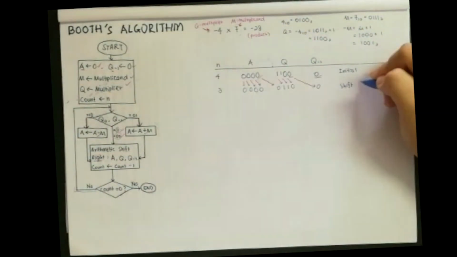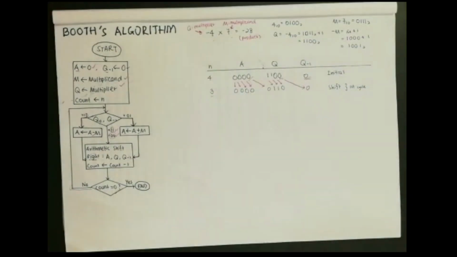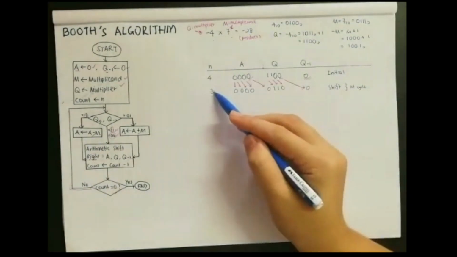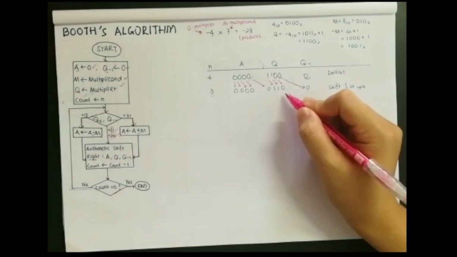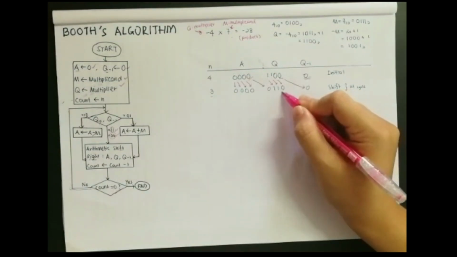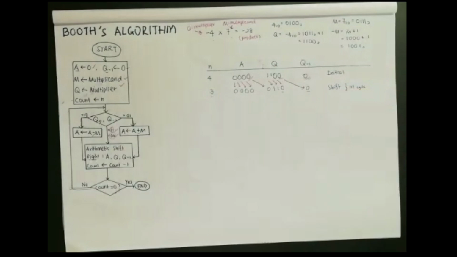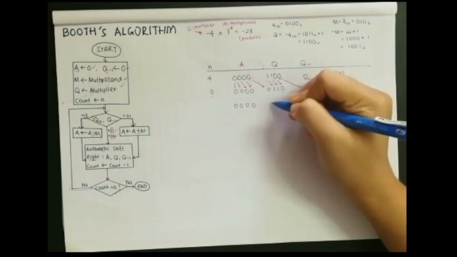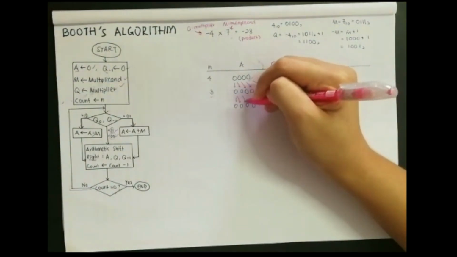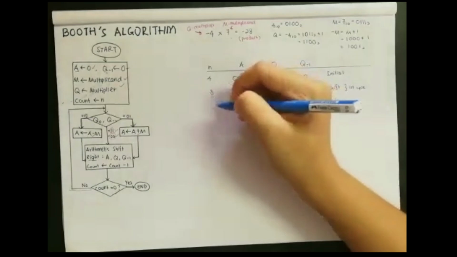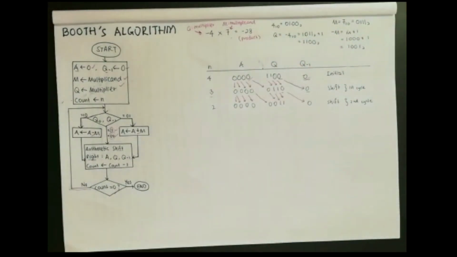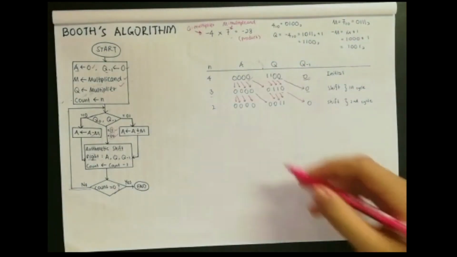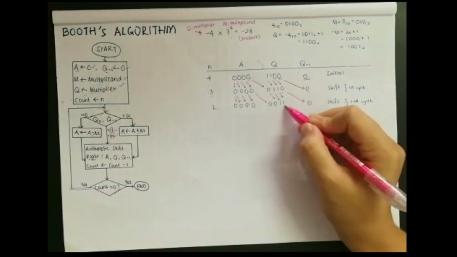Now we see the two bits are different. The count is not equal to 0, it's 3, so we repeat the cycle. The two bits are the same, 0, 0, so all of the bits of the A, Q, and Q-1 registers are shifted to the right 1 bit. Now the count is 2, so we repeat the cycle and go to the third cycle.